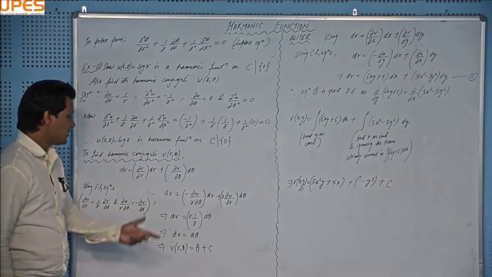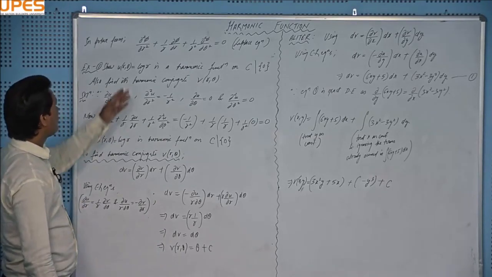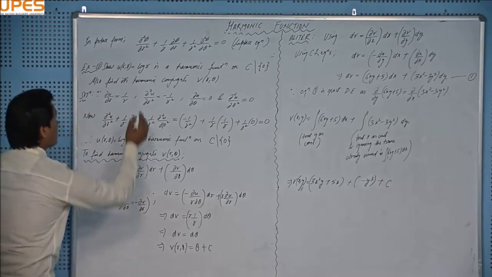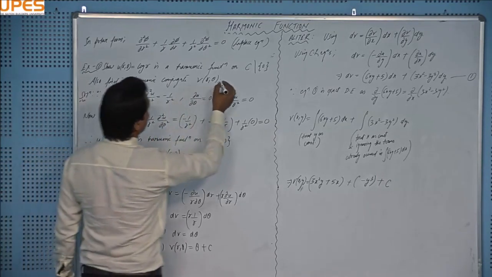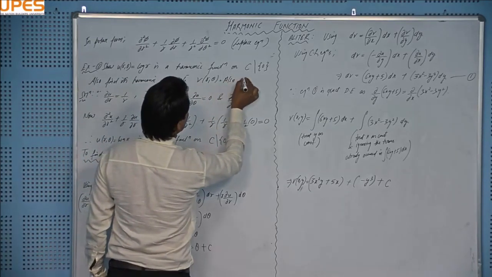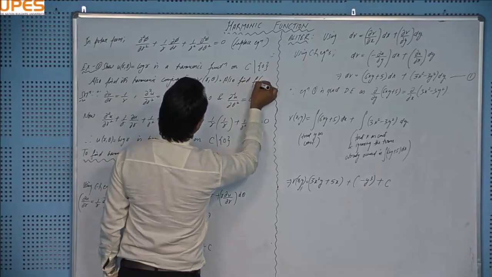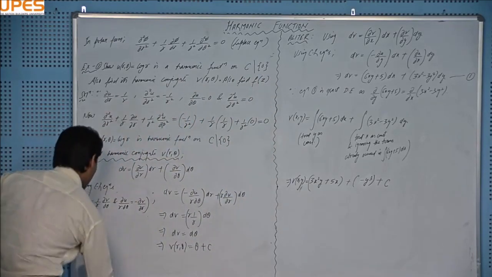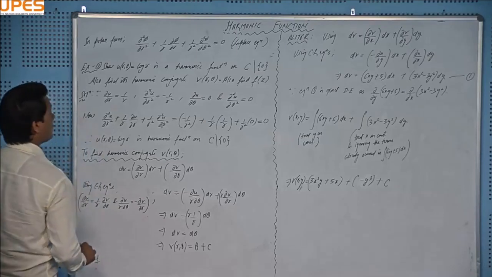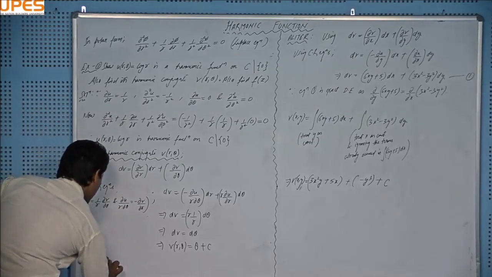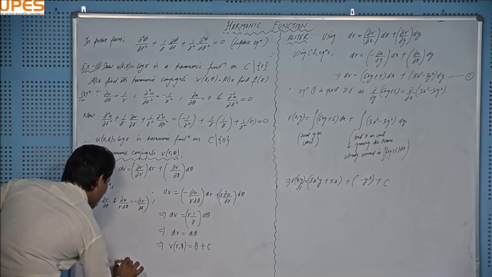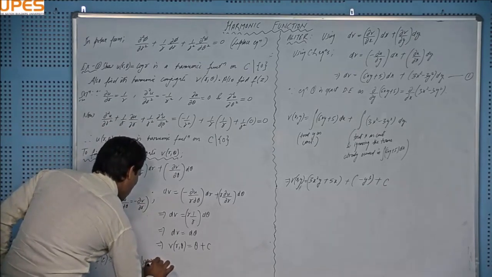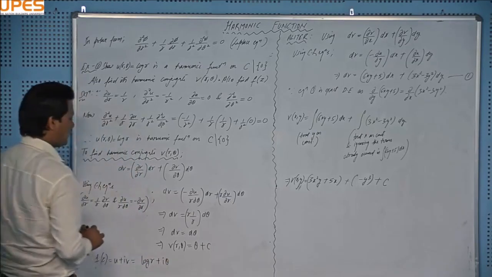And then this is my harmonic conjugate of u, log r, and we can construct the analytic function also. However, it is not asked in the question. I should add it here. Also find f of z or f of r e to the power iota theta, right? Then it will be f z equal to u plus iota v, that will be log r plus iota theta, right?